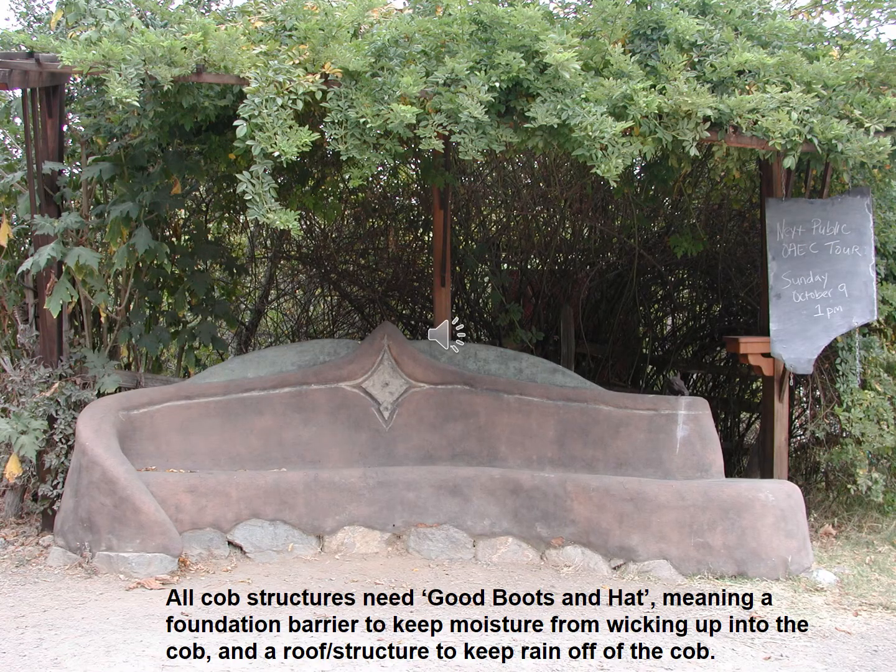It's said that cob structures need good boots, that's the rock foundation, so they're up off the wet ground, and a hat, meaning the cob itself needs to have some type of roof over it to protect it from precipitation and rainfall and the elements, so it doesn't get wet for any prolonged period of time.